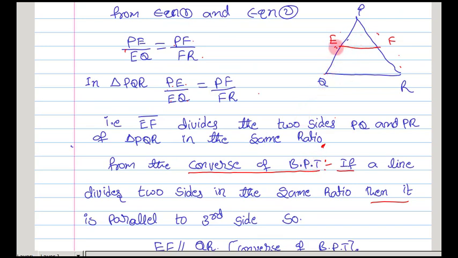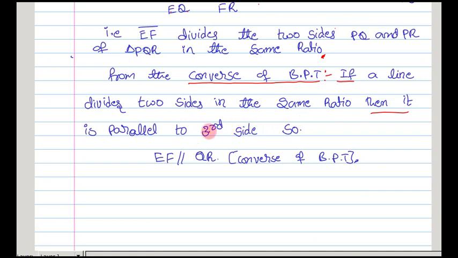That means as EF is a line that divides PQ and PR in the same ratio, from the converse of the basic proportionality theorem, we can say that EF is parallel to QR. Therefore, we proved that EF is parallel to QR.